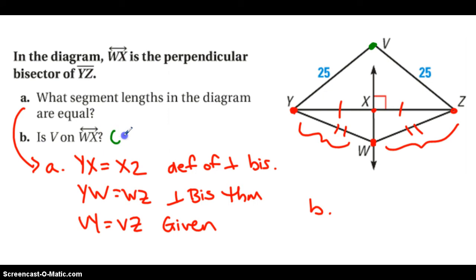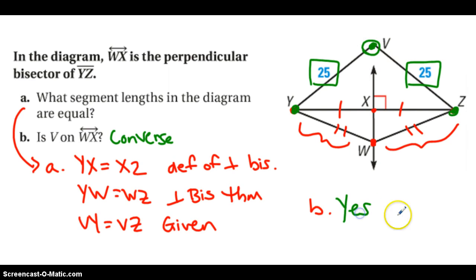Well, this is referring to the converse of the perpendicular bisector theorem. So the converse states that if you have a point that is equidistant from the endpoints of a segment, so here's V, if V is equidistant from Y and Z, then yes, it's on the perpendicular bisector. Well, that's what's happening here. We know that V is 25 units away from Y and V is 25 units away from Z. So our answer here is yes, it is. And this is by the converse of the perpendicular bisector theorem.